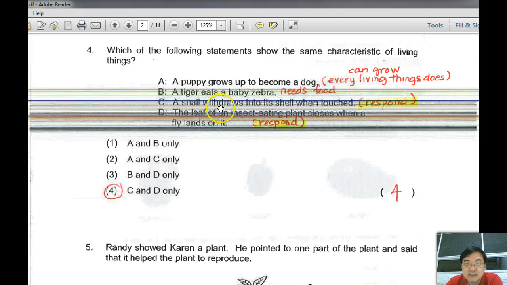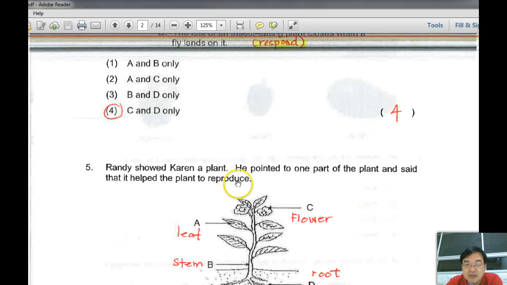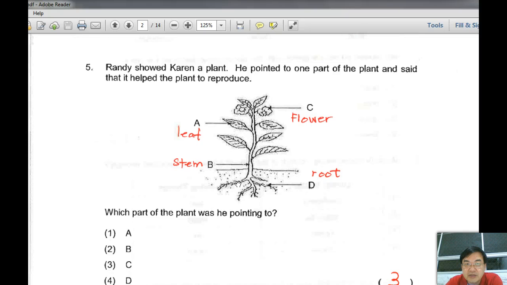Now the third says a snail withdraws into its shell when touched, something to respond. And the next also, it says a leaf being touched and it closes, has something to respond. So C and D are talking about the same thing, respond. So C and D.